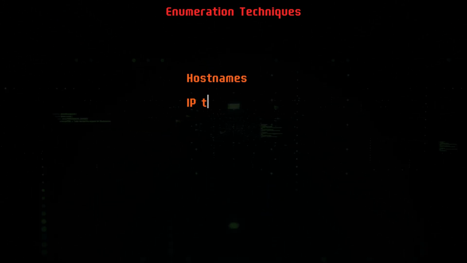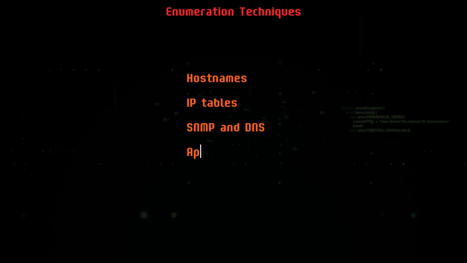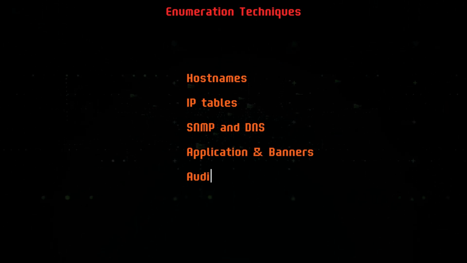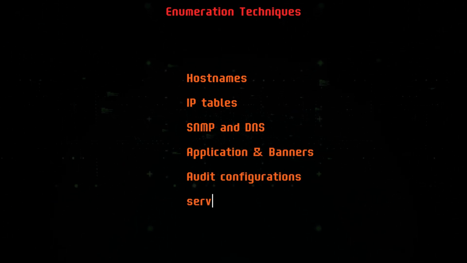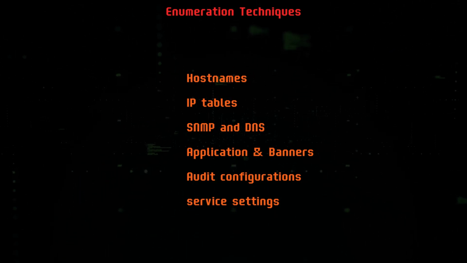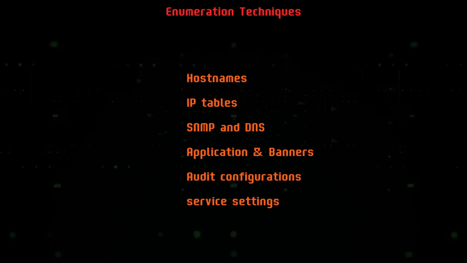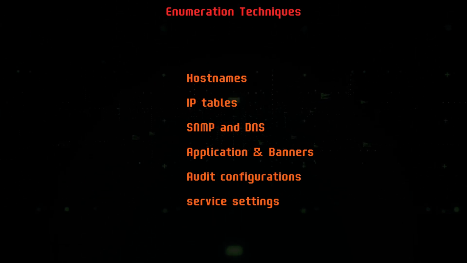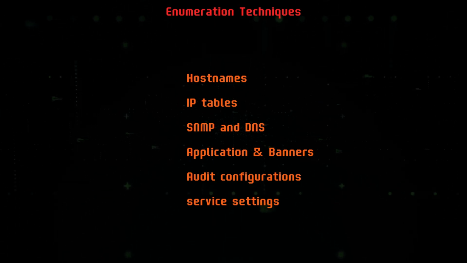It helps us to decipher detailed information, such as host names, IP tables, SNMP and DNS, application and banners, audit configurations, and service settings. In short, enumeration helps in finding the attack vectors and threats.